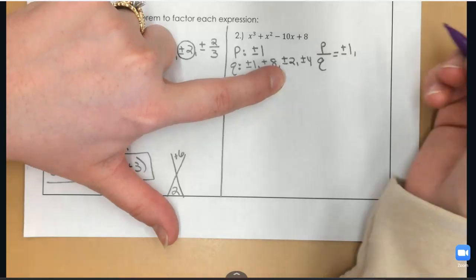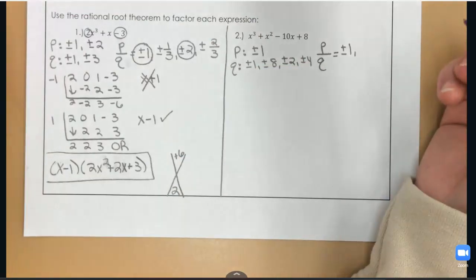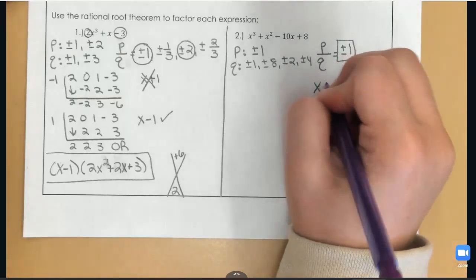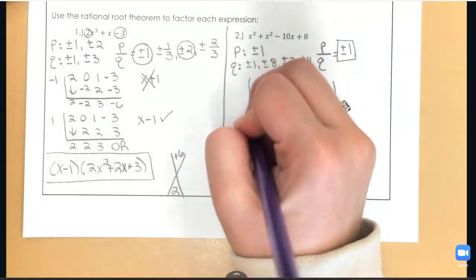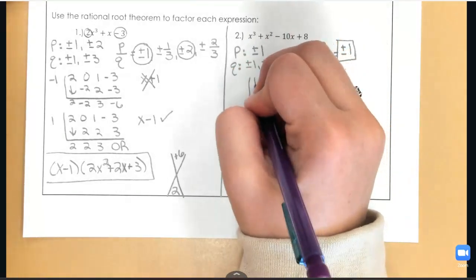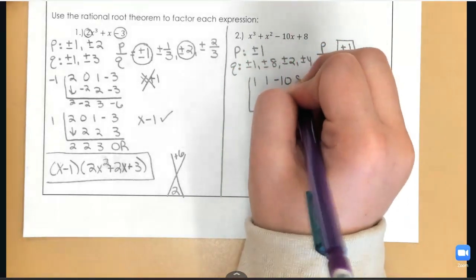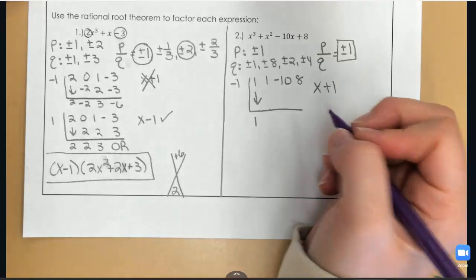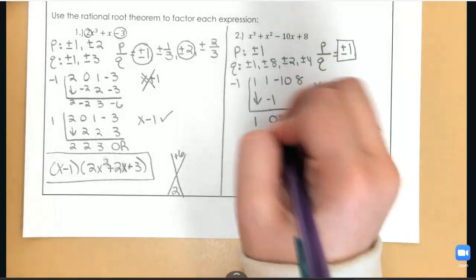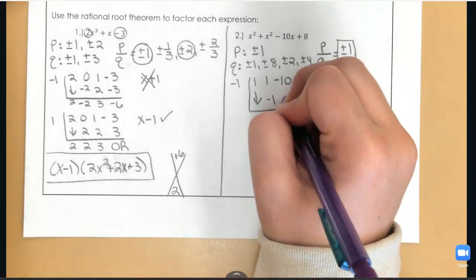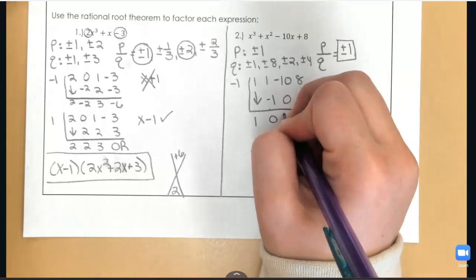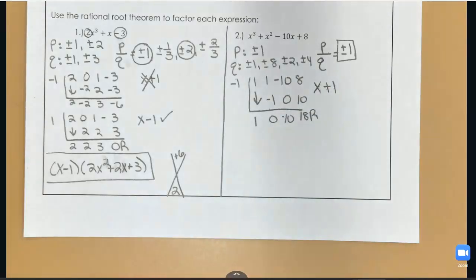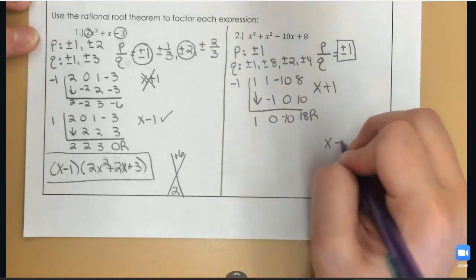1 over 2, also going to be a fraction. 1 over 4, also going to be a fraction. So these are the only ones I'm worried about testing. If we want to test x plus 1 first, I don't have any missing terms this time. Negative 1 will go on the outside. So doing my synthetic division really quickly. That does not have a remainder of 0, so let's try x minus 1 instead.